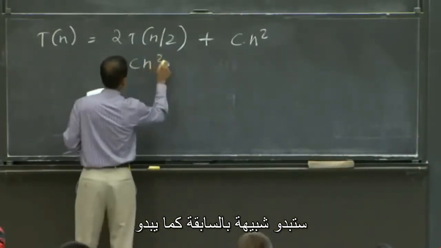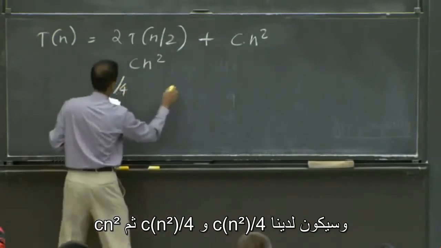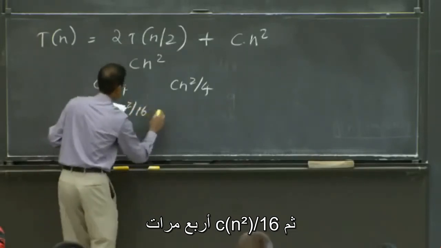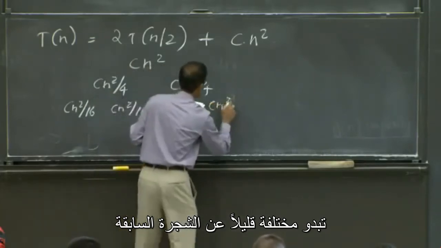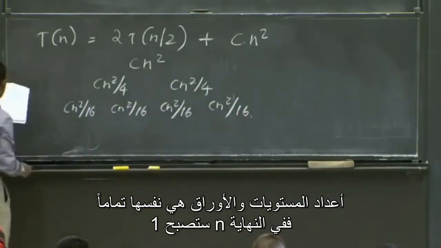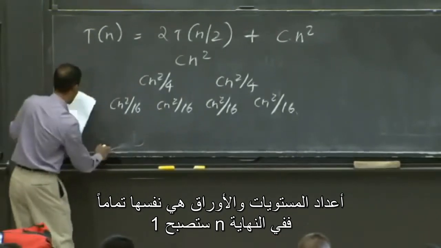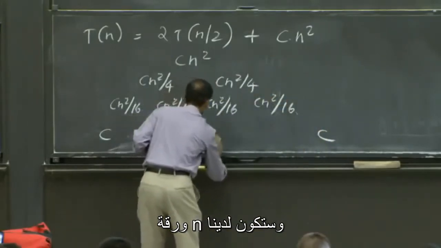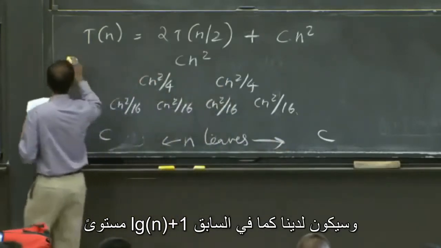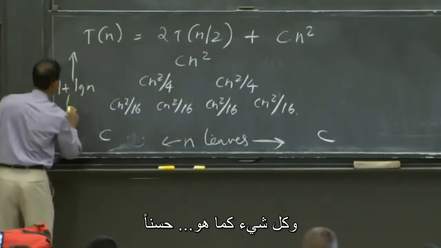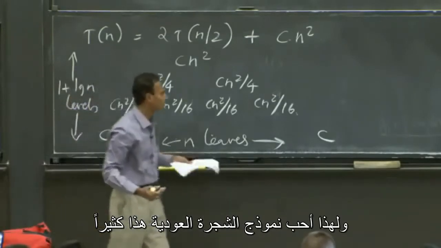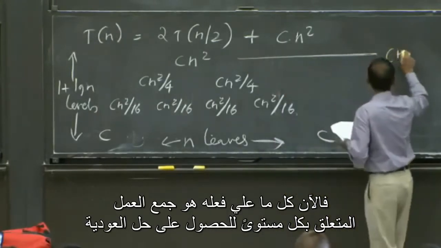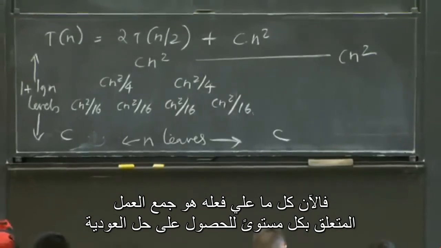Well, it looks kind of the same, obviously. You have cn squared, you have cn squared divided by 4, cn squared divided by 4, cn squared divided by 16, 4 times, looking a little bit different from the other one. The levels and the leaves are exactly the same. Eventually, n is going to go down to 1. So you will see c all the way here, and you're going to have n leaves. And you will have, as before, 1 plus log n levels. Everything is the same, right? And this is why I like this recursive tree formulation so much, because now all I have to do is add up the work associated with each of the levels to get the solution to the recurrence, right?